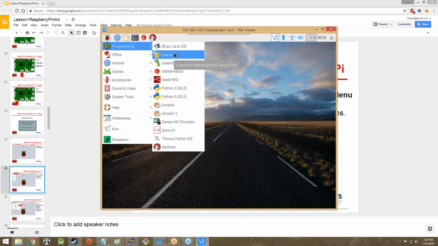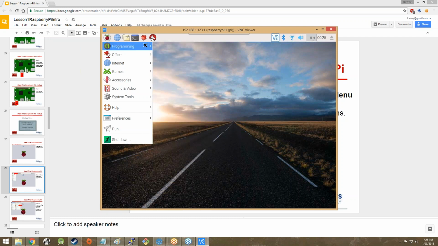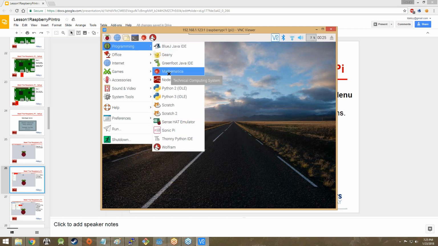And you've got Genie, which is another IDE. You've got Greenfoot, which is another IDE. You've got Python 2 and 3, which are sort of like IDEs, kind of. You've got Scratch here, Scratch and Scratch 2. Then you got the SenseHat emulator. You might not have the SenseHat emulator. Sonic Pi, learn programming and computer science while creating music. Pretty neato. And the Thonny Python IDE, which is a Python IDE for beginners. And then you got Wolfram and Mathematica, which are math-based tools, which are pretty neato.